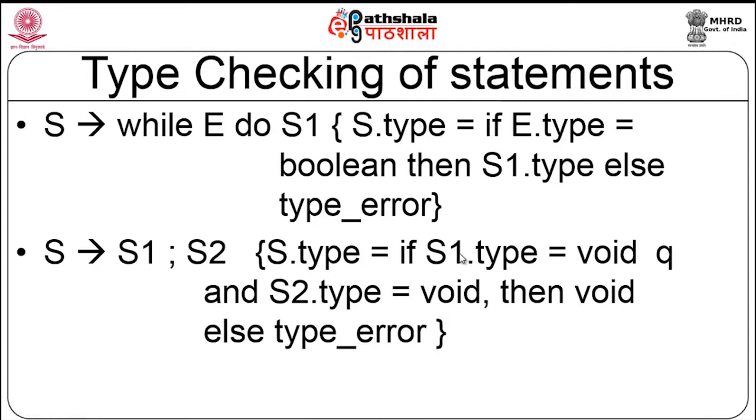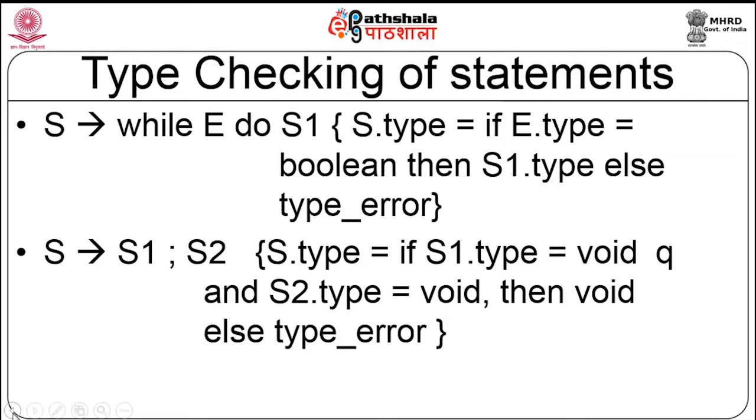Again, if E.type is equal to boolean, then S1.type, or I can even say if E.type is equal to true, it is S1.type, else it is S2.type, else it is going to be false, type_error. So that is going to be your scenario. If it is true, you will return S1.type, if it is false, you will return S2.type, and if it is anything other than true or false, if it is something else, you will throw an error.